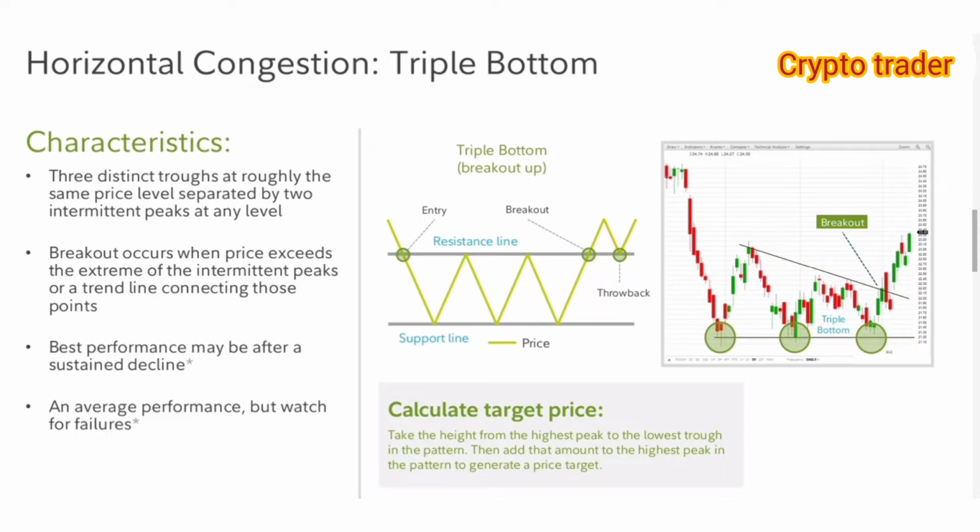Horizontal congestion. Triple bottom. Its characteristics: 3 distinct troughs at roughly the same price level separated by 2 intermittent peaks at any level. Breakout occurs when price exceeds the extreme of the intermittent peaks or a trend line connecting those points. Best performance may be after a sustained decline. An average performance, but watch for failure. See the example of a triple bottom breakout up pattern and how to calculate the target price for the support line and resistance line.